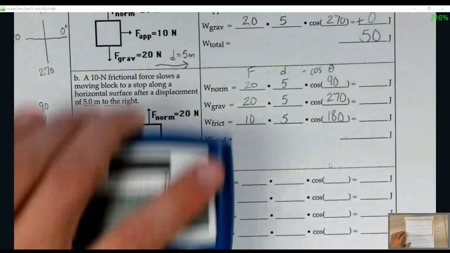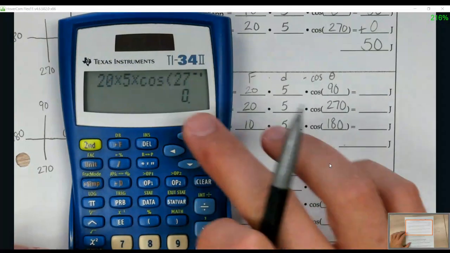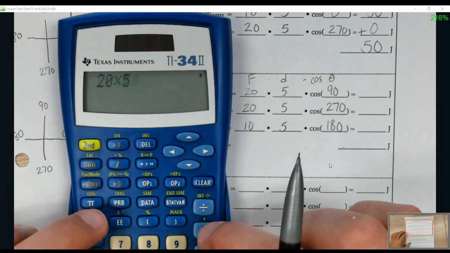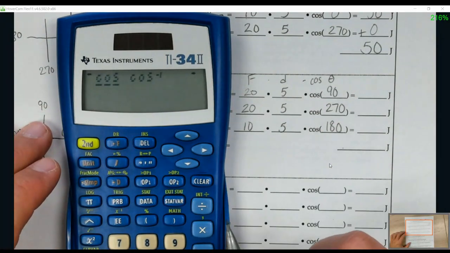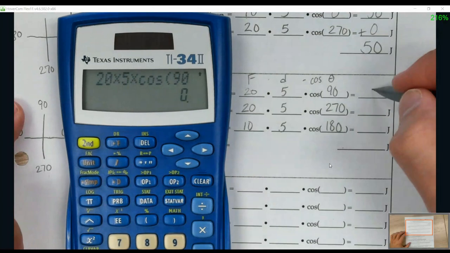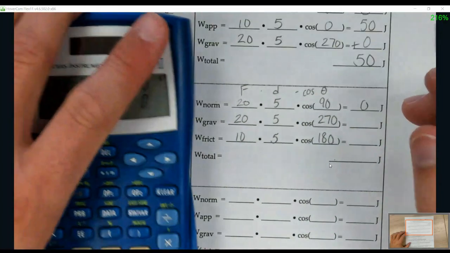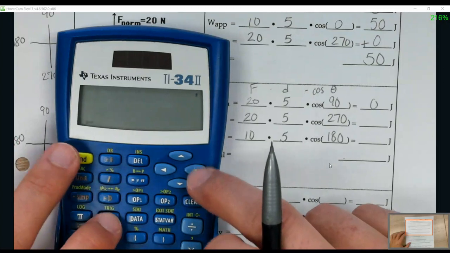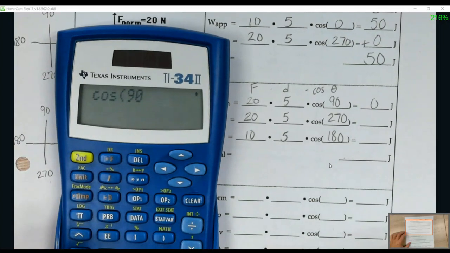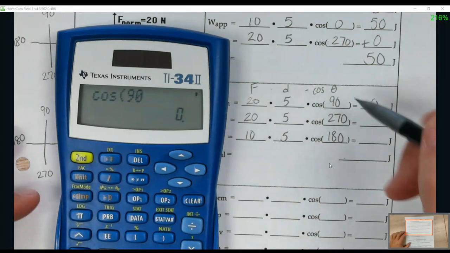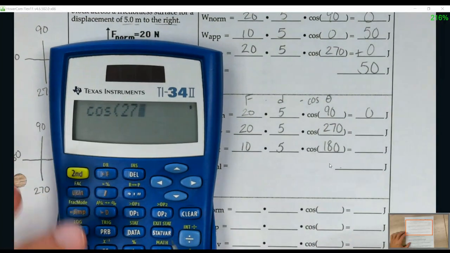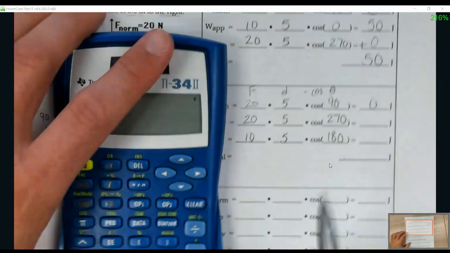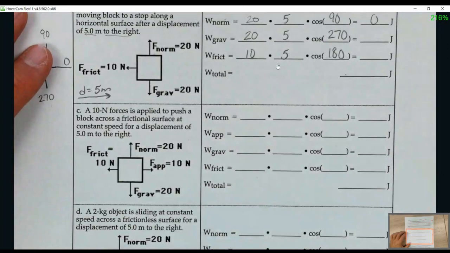All right, so throw these in. Going 20 times 5 times second, trig, cosine of 90. The cosine of 90 is 0, so anything times 0 is 0. And what other one was 0? The 270. So I'm going to do cosine of 270. What does that equal? 0. So I'm going to just add this down at the bottom.